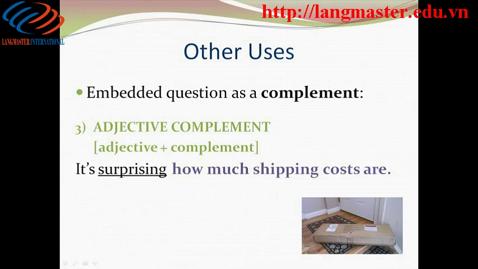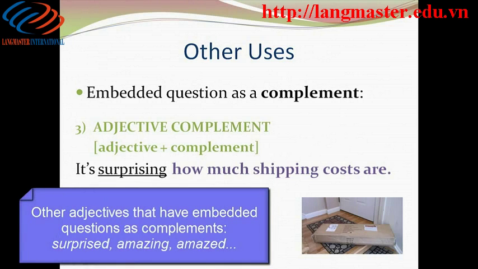And lastly, we can use an embedded question as an adjective complement, so it immediately follows an adjective to explain it or define it, or somehow limit the quality. For example, it's surprising how much shipping costs are. The embedded question helps to explain the quality, surprising. I think some other common adjectives that would be followed by an embedded question are surprised, amazing, amazed. There are others.